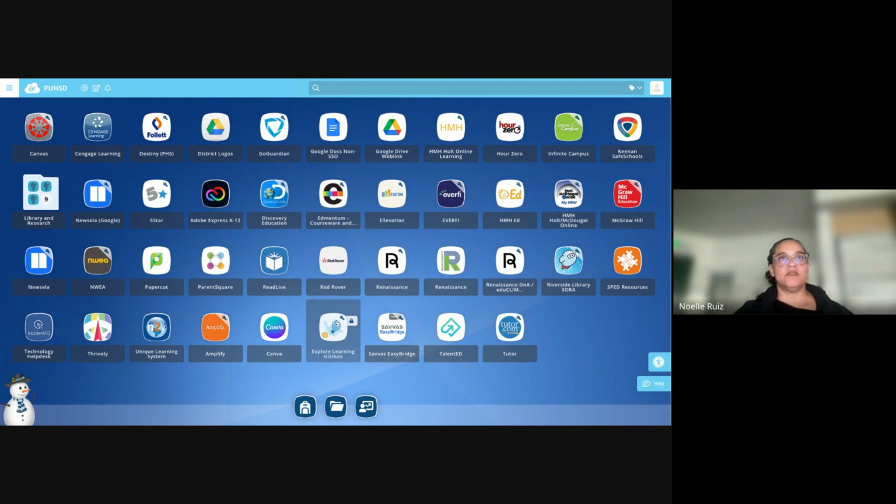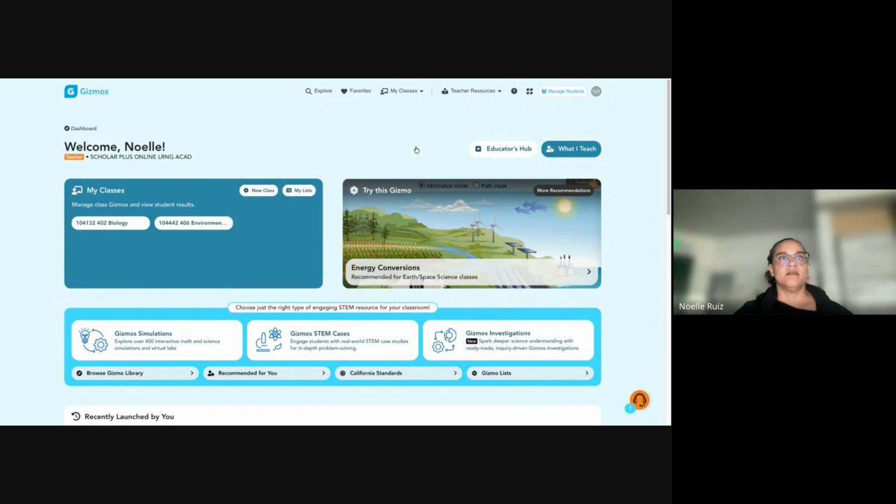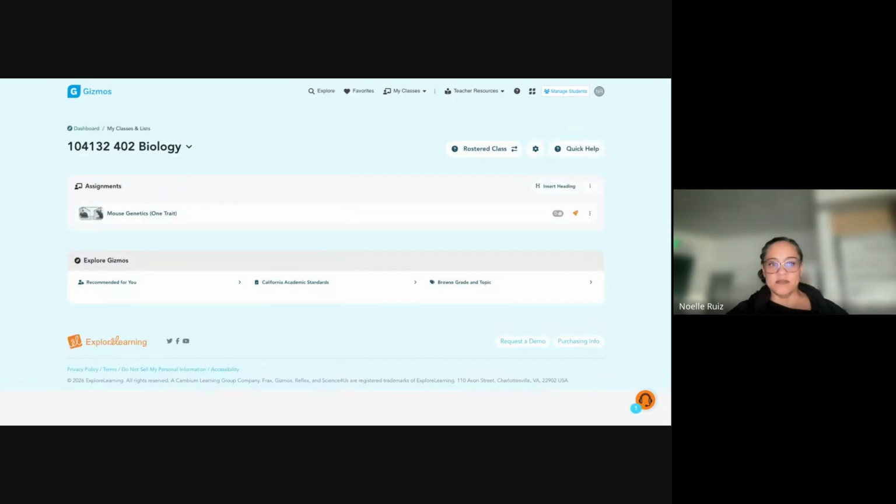You should come to a page that looks something like this. Yours is going to be a little bit different, but you should have your class right here. I'm going to click on your class. And then the assignment is called Mouse Genetics. So give me a thumbs up when you see the assignment that says mouse genetics. You guys can all see it?